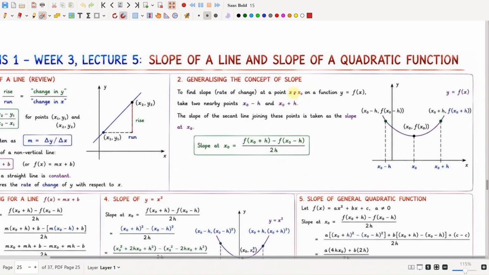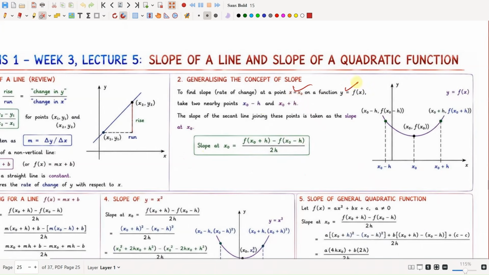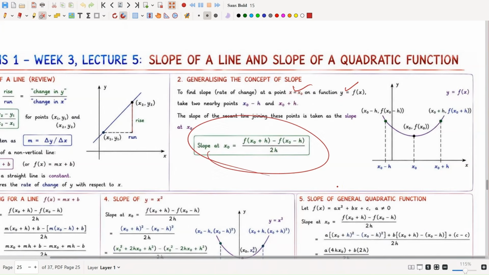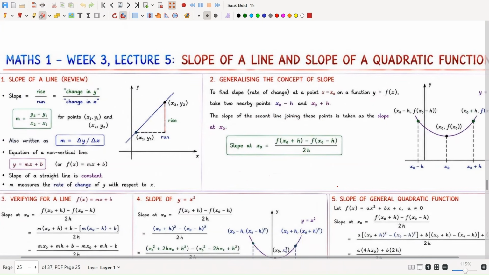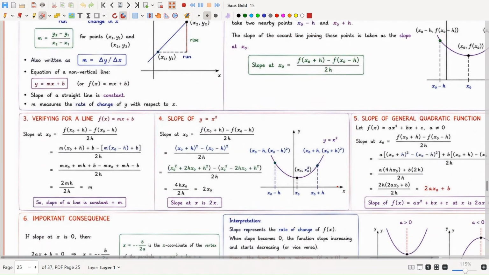Whenever you are given one point and a function, we are going to use this formula. Let us verify this condition for a line f(x) = mx + b. This is the function we are given, and the slope is, we know the formula, [f(x0 + h) - f(x0 - h)] divided by 2h.